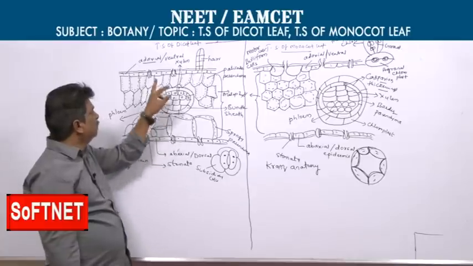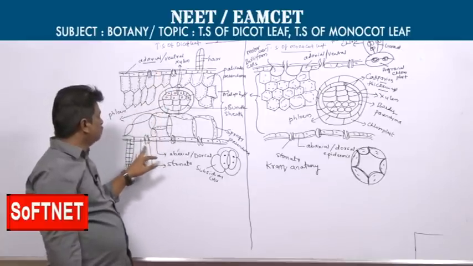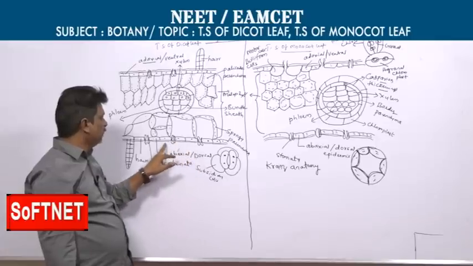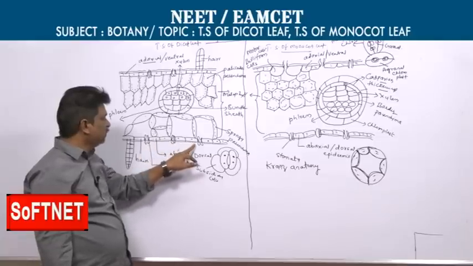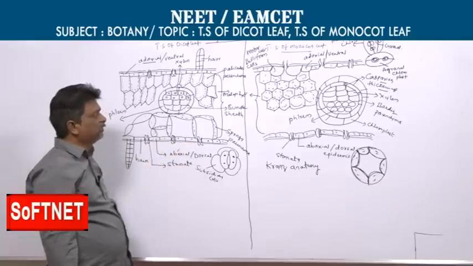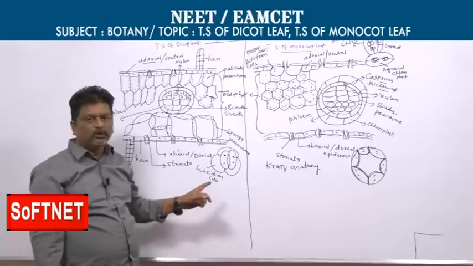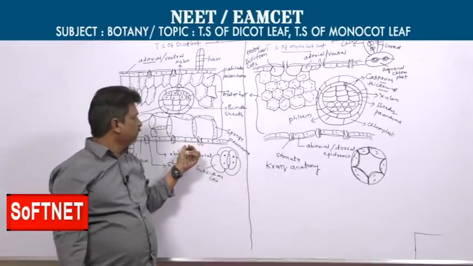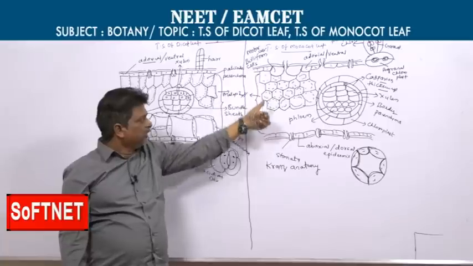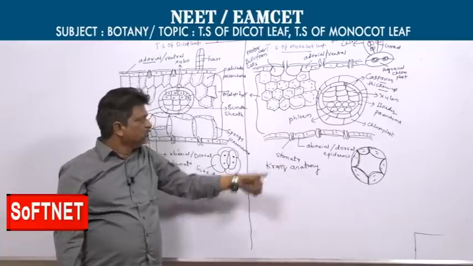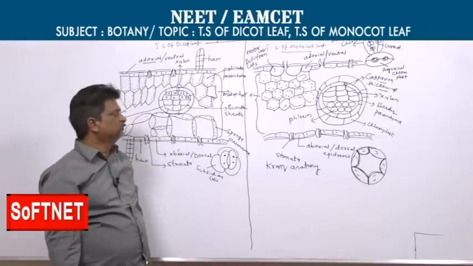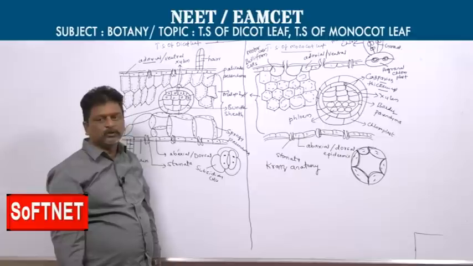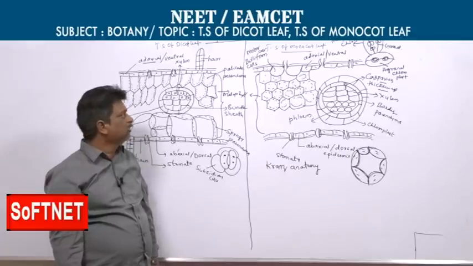Second one, in dicot leaves, stomata are unequally distributed. More stomata are confined to the lower epidermis. Rightly it is called potato type. In grass leaf, stomata are equally distributed, so it is called amphistomatic, or rightly it is called oat type.